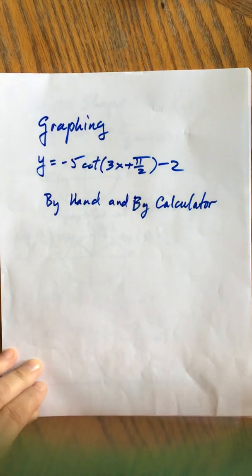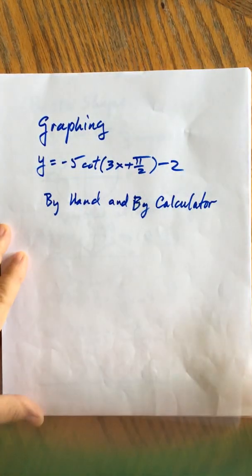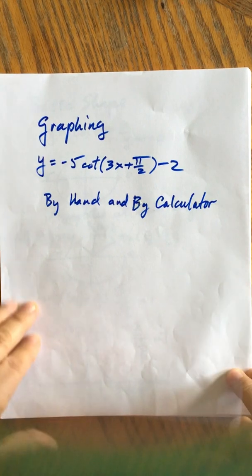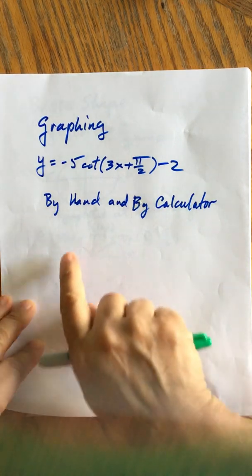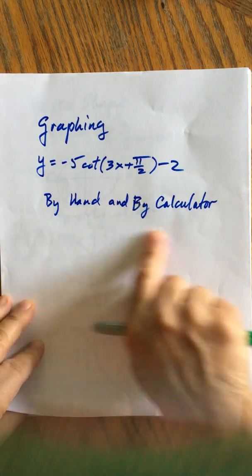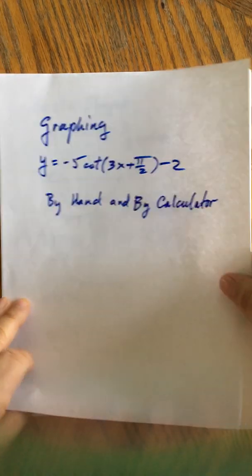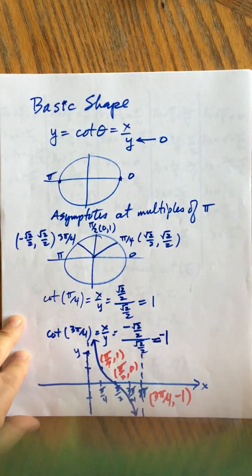Hello, so in this video I'm going to look at graphing a complex cotangent trigonometric function, and I'm going to do this by hand and then by calculator. All right. So again, we always start with the basic shape because we're really trying not to plot many points at all.